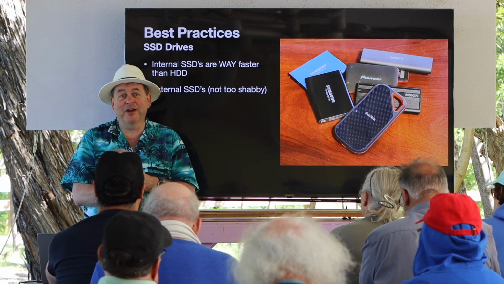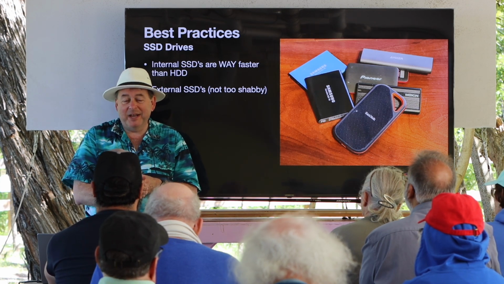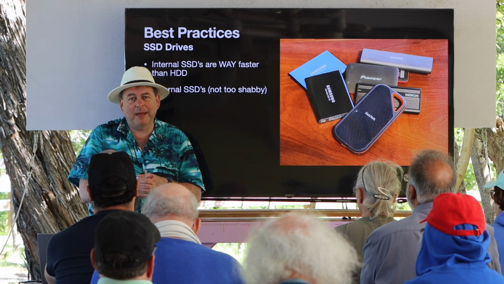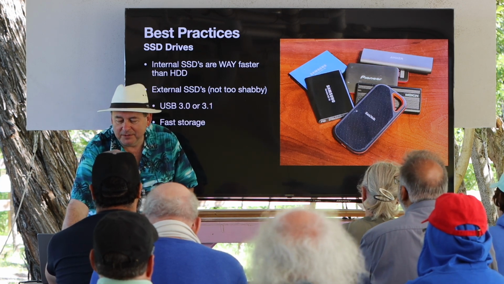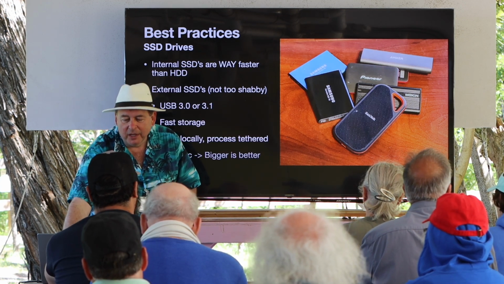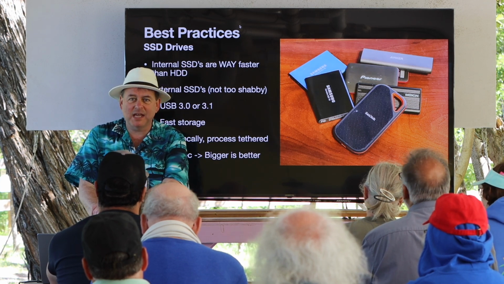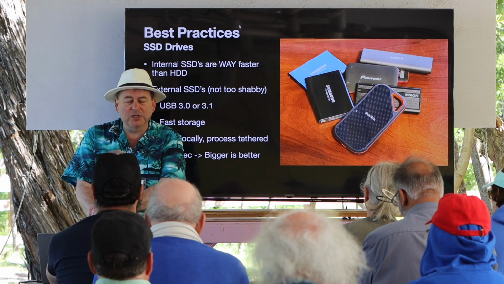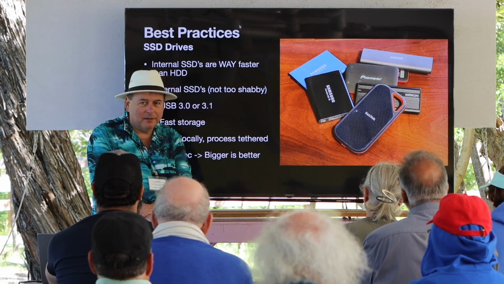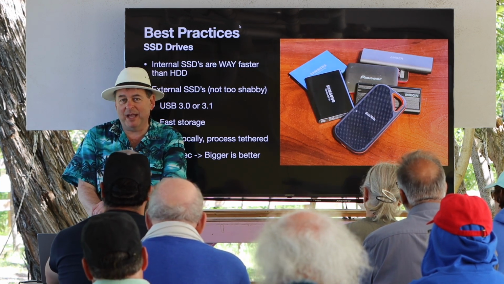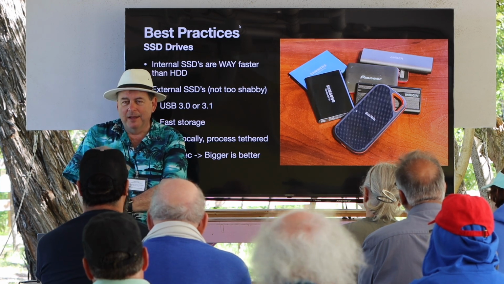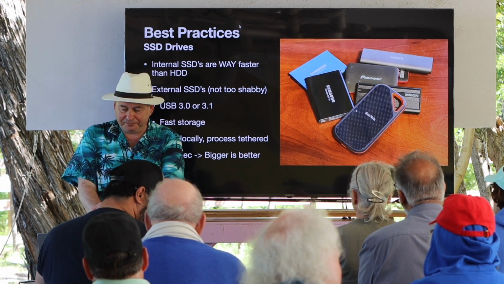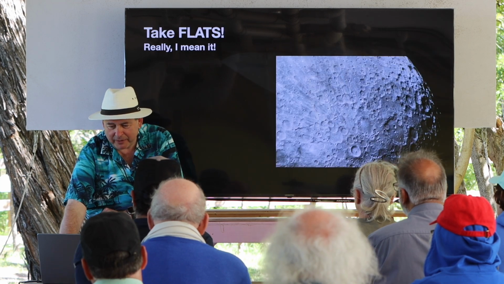And yes, M.2, yes, there are other options that are even better. But SSDs are really cheap. You can get them on Amazon and plug them in. So they're very fast. You can save locally, process with it tethered to your laptop, and you'll be very happy. They're usually rated in XX MB per second. MB stands for megabytes or megabits, depending on who you're looking at. But bigger is better. Wider is better.